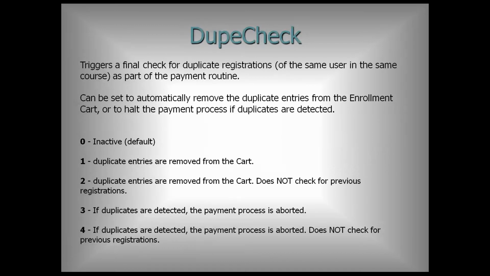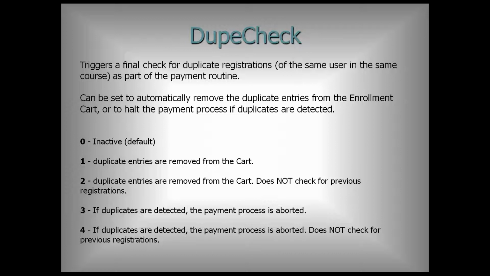All right, next on our list is dupe check. This is a fairly new one, and essentially all it does is one final check for a duplicate registration, which would be the same person in the same course on ACEweb, when they get to that point, before they get to the payment routine.